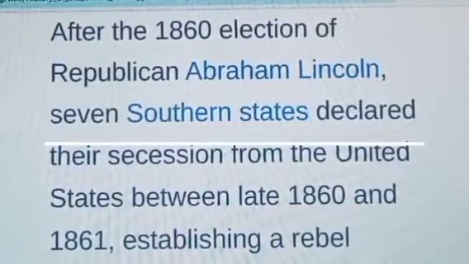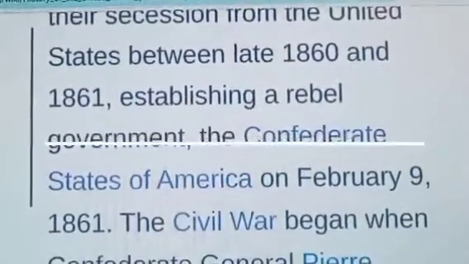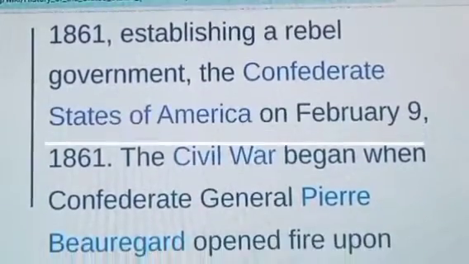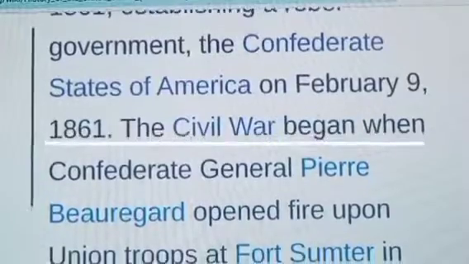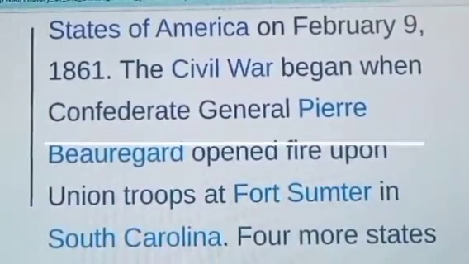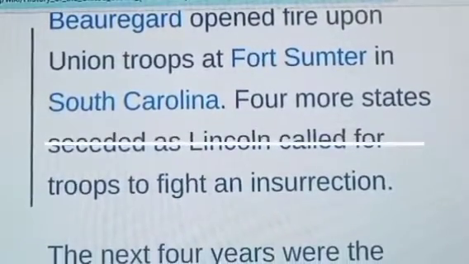After the 1860 election of Republican Abraham Lincoln, 7 southern states declared their secession from the United States between late 1860 and 1861, establishing a rebel government, the Confederate States of America, on February 9, 1861. The Civil War began when Confederate General Pierre Beauregard opened fire upon Union troops at Fort Sumter in South Carolina. 4 more states seceded as Lincoln called for troops to fight an insurrection.